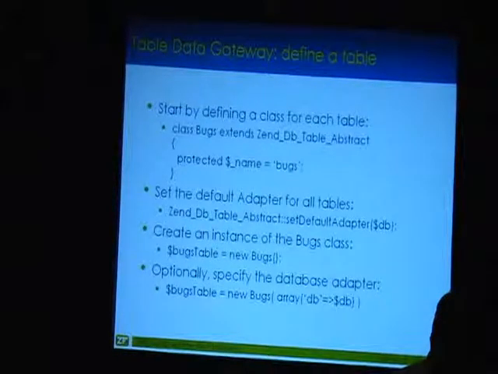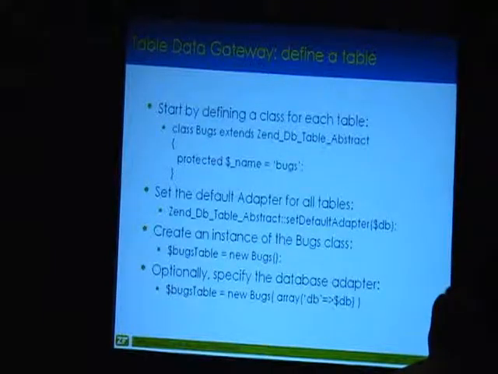How do we use this? Start by defining a PHP class for each of the database tables from which you want to access it using this class interface. In this case, I do it in 3 lines, or 4 lines if you count the braces. All I have to really specify is the name of the table as it appears in the database, and create this class which extends the abstract class for the table data gateway.